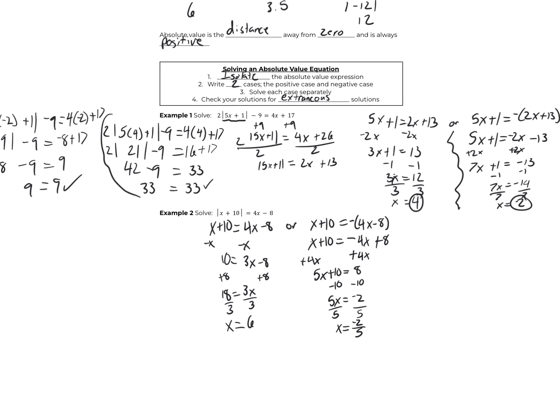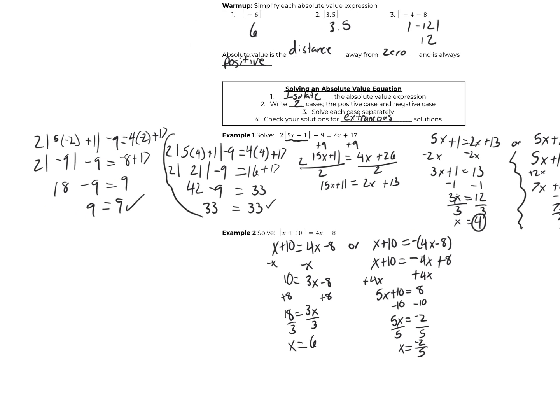So now I'm going to plug both of those in to our original equation. So I'll start with 6. Absolute value of 6 plus 10 is equal to 4 times 6 minus 8. 6 plus 10 is 16. 4 times 6 is 24. Absolute value of 16 is 16. 24 minus 8 is 16. So that's a good answer. So x could be 6.